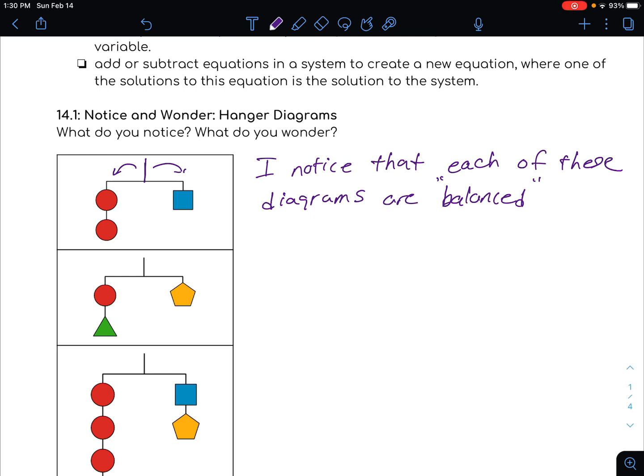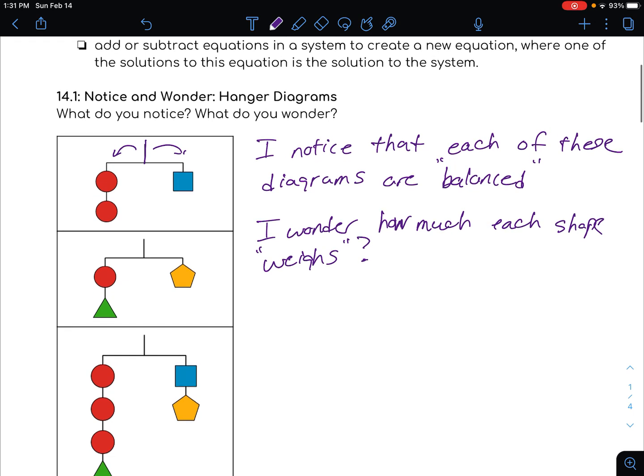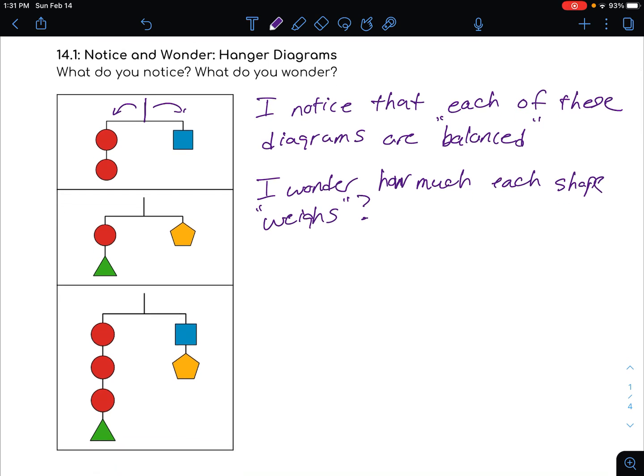I wonder how much each one of those shapes would weigh then, because we've got circles and squares and pentagons, triangles. I wonder how much each shape weighs. We'll put that in quotations. You don't really think of shapes weighing something, but these are scales, and obviously the shapes are what's on the scale, so I wonder what they weigh.